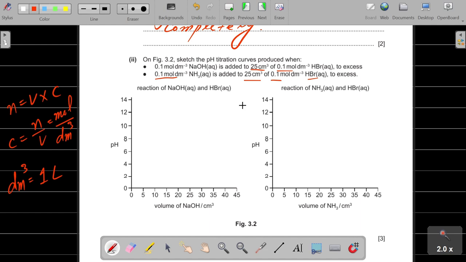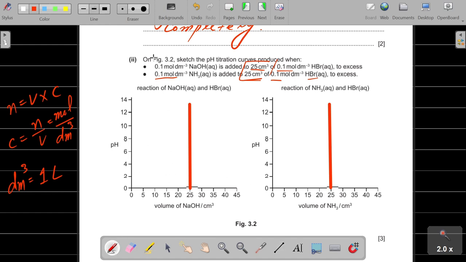Okay. So now we have to draw it. The volume is given, 25 cm cube. So here I will have this volume, 25. Sorry, not degree, centimeter cube.